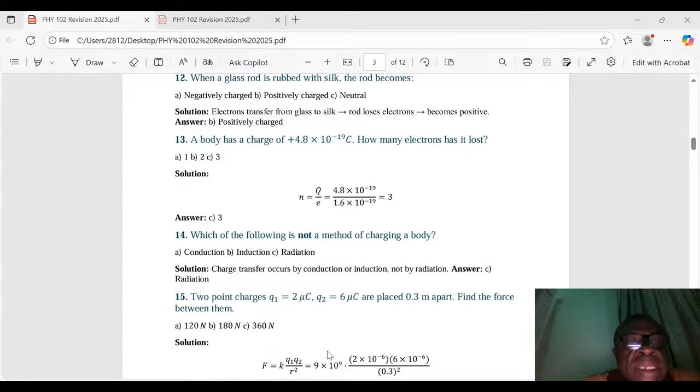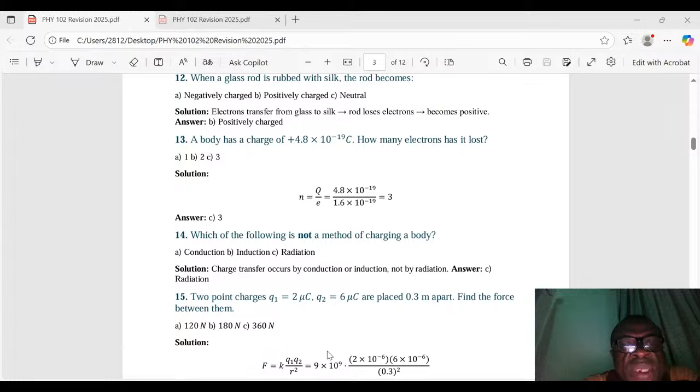Number 13, a body has a charge of 4.8 times 10 raised to power minus 19 Coulomb. How many electrons has it lost? So you have that N equal to Q over E. Q stands for the charge, E the electronic charge. So the answer is 3.